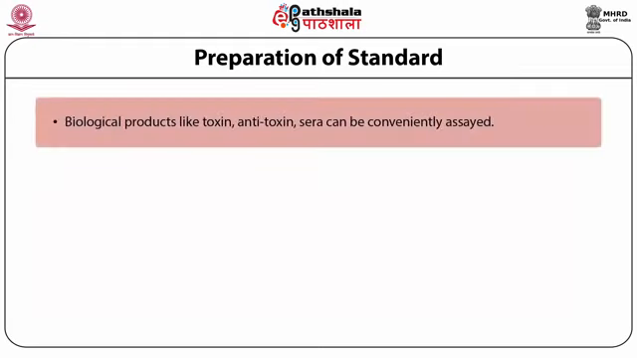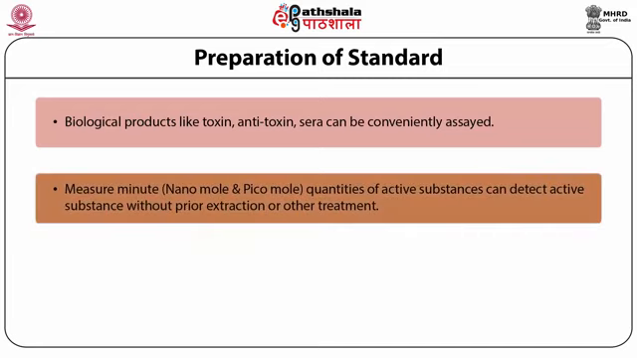Biological products like toxins, antitoxins, sera, or any immunological products can be conveniently assayed and measured in minute quantity, that is in nanomolar or picomolar quantity. Active substance can be detected without prior extraction or other treatments.